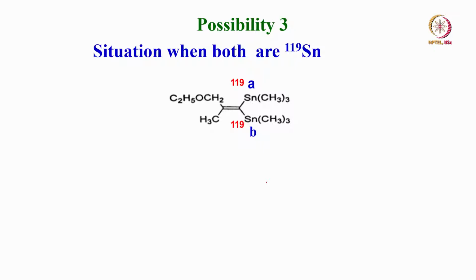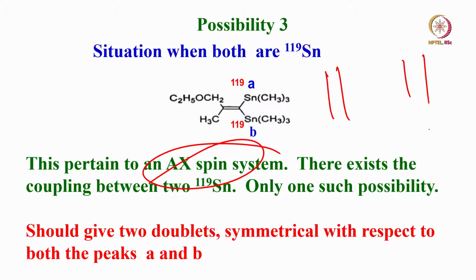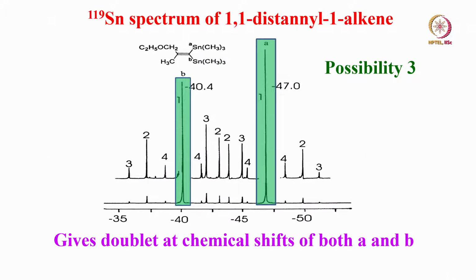Why can't we think of both 119? This pertains to an AX spin system. Again, two protons are coupled, two tins are coupled. Each of them will be a doublet. So what will happen? Then you should get how many peaks? You should get 2 doublets. 2 doublets means for each tin side on either side you should get 2 lines. It is symmetrically placed with respect to both the tin peaks. So this we have analyzed, and this peak we analyzed, these 4 peaks.